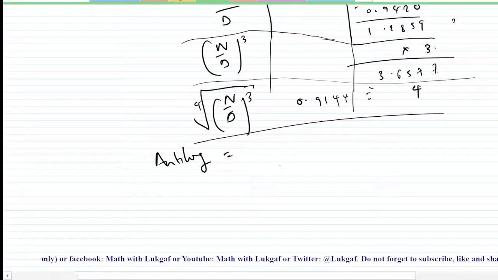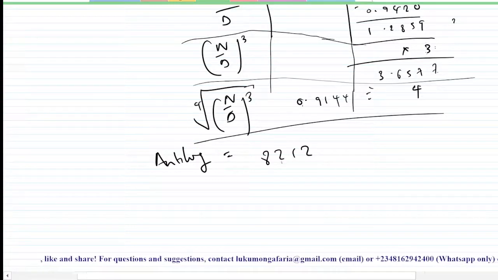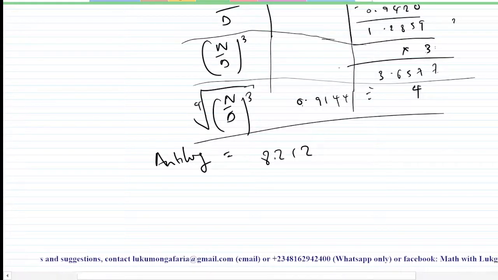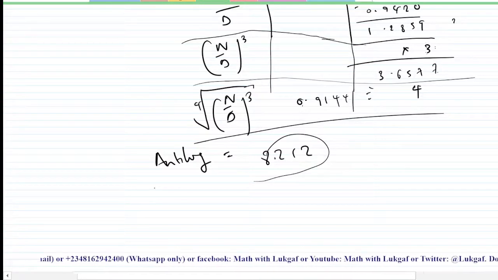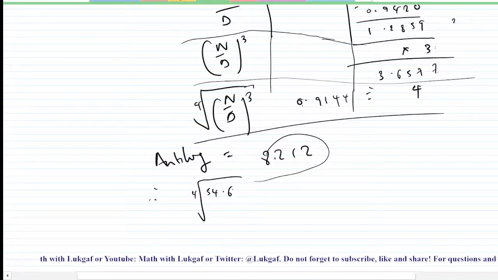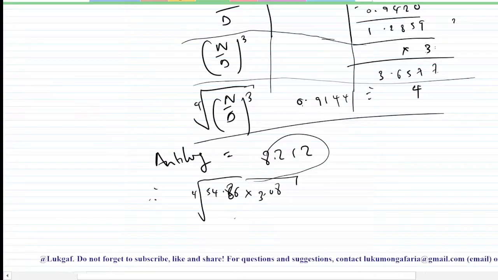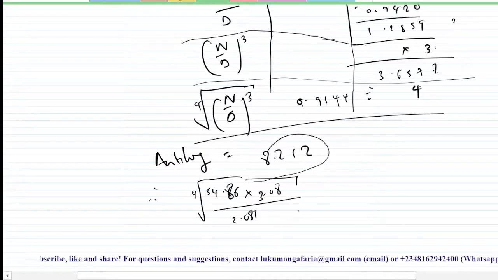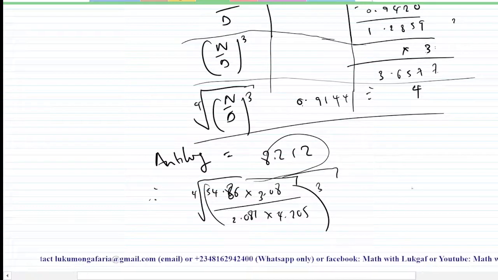So 8212. Then you can use this to place your decimal point, because since you have 0 as your characteristics part, it means this is actually 1. You understand now? You can just add 1 to 0. So then you count 1 here. So you can conclude adequately that the fourth root of 54.86 multiplied by 3.08 divided by 2.081 multiplied by 4.205, everything raised to 3, is equal to 8.212.